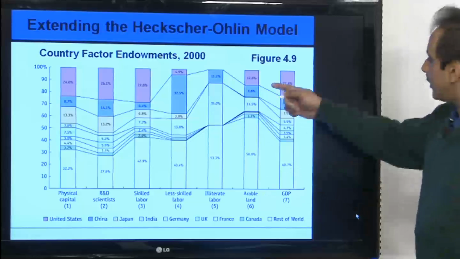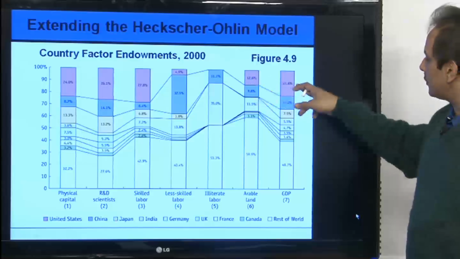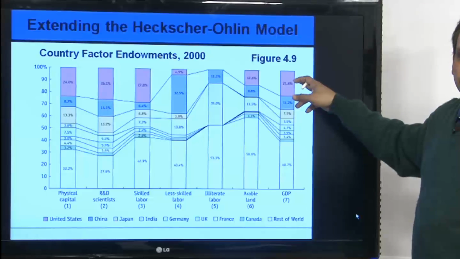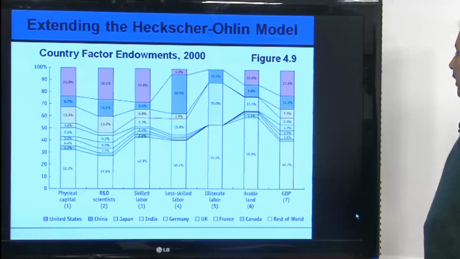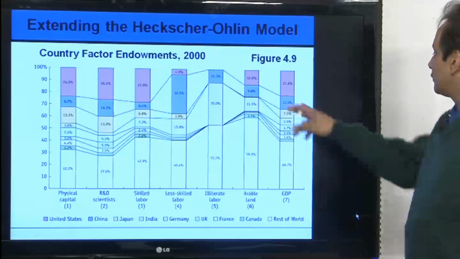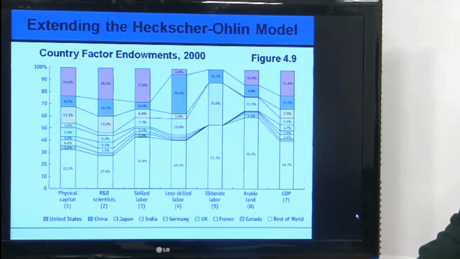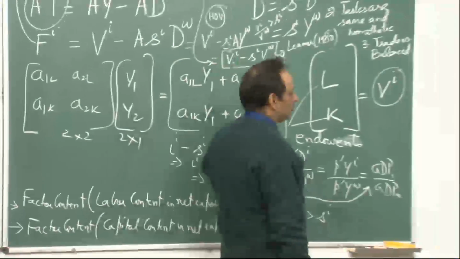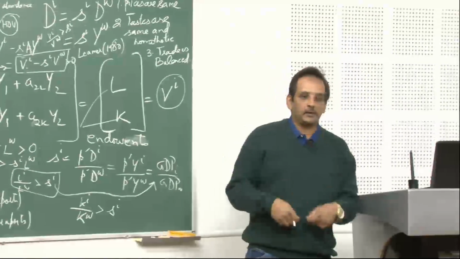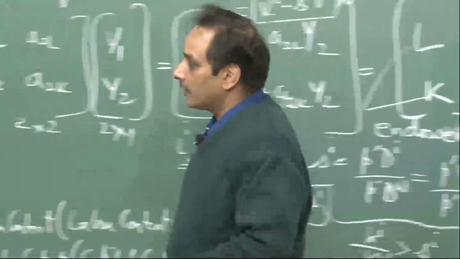Now, look at arable land. Very surprising that US share 12.6% is less than its GDP share. India again, 11.5%, it is greater than the GDP share. So, India is rich in land. So, this is the table which shows which country is rich in capital, which is rich in R&D scientists, which is rich in skilled labor, which is rich in less skilled labor.